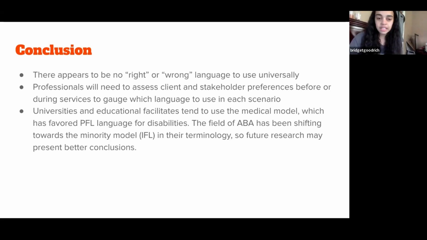I do think it's interesting that most people that were able to communicate their diagnosis chose IFL. So maybe if I ever end up working with older clients or students that can communicate what they'd like, I'll default to IFL instead of PFL.